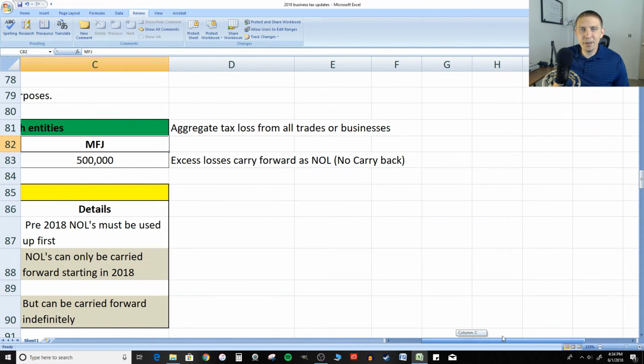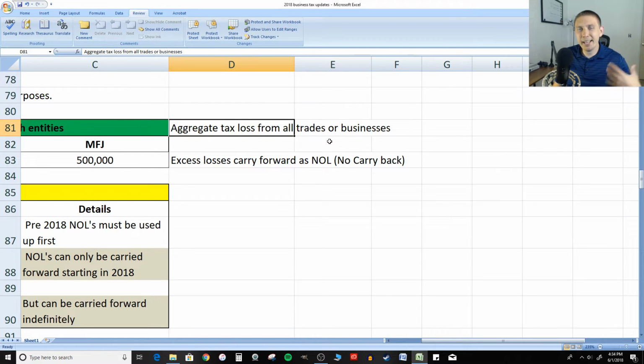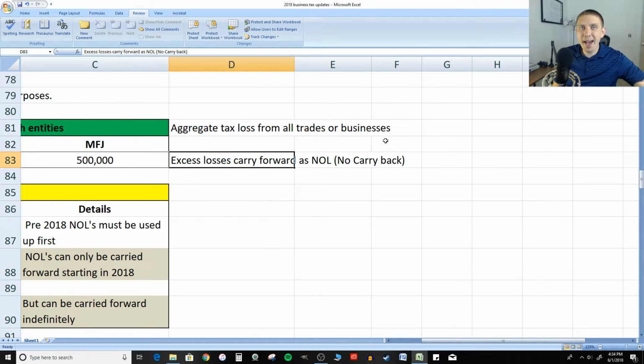A couple of things to note on that. Aggregate tax loss from all trades or businesses is included in that calculation. And excess losses, if you can't use them, the good news is that they will carry forward. And there's no NOL carryback, which we're going to talk about right now. But those excessive business losses can carry forward to a future year.